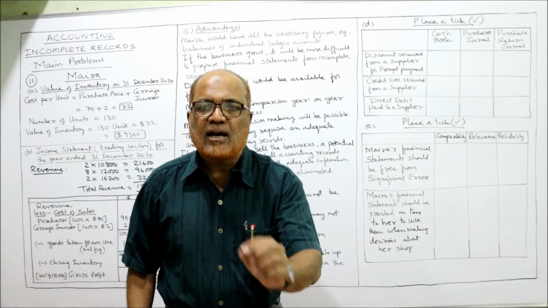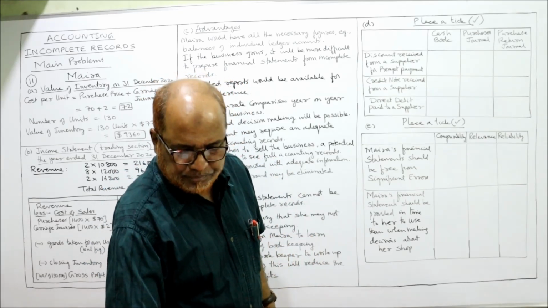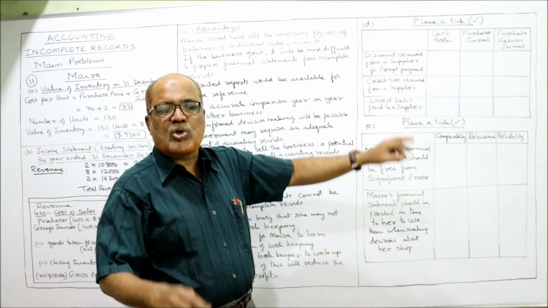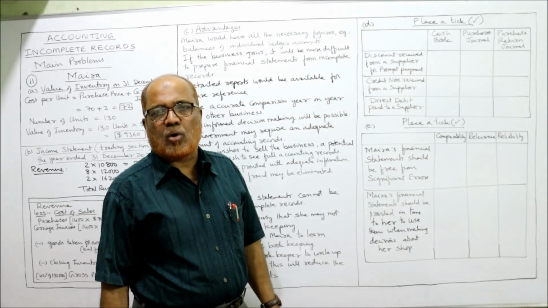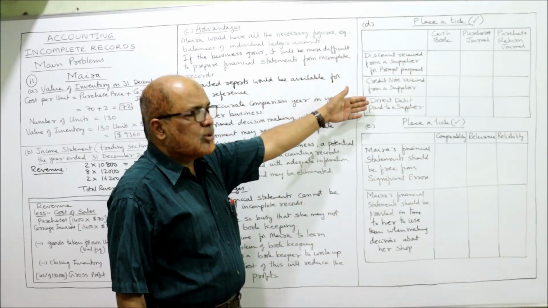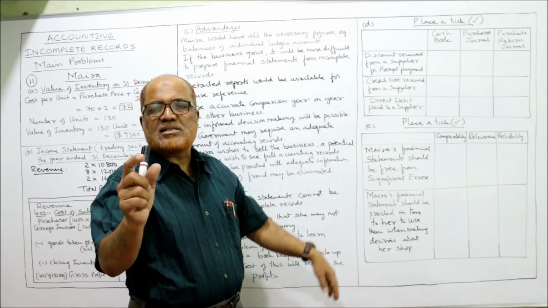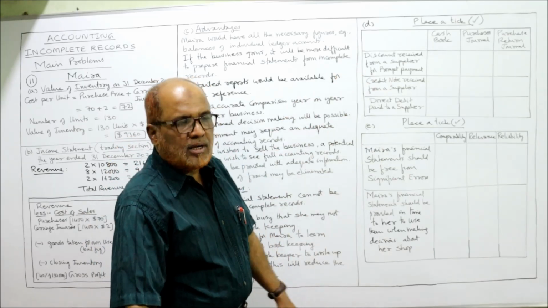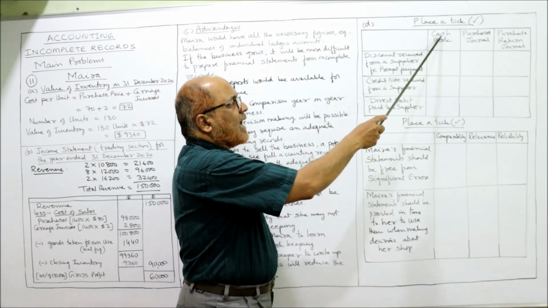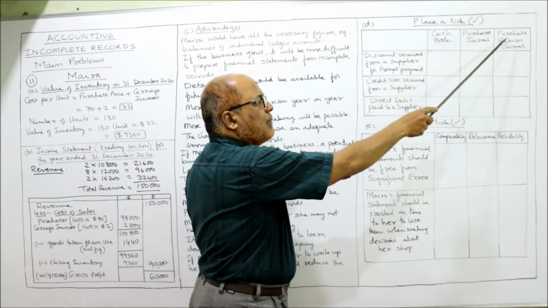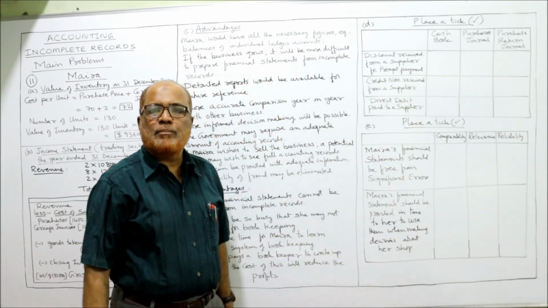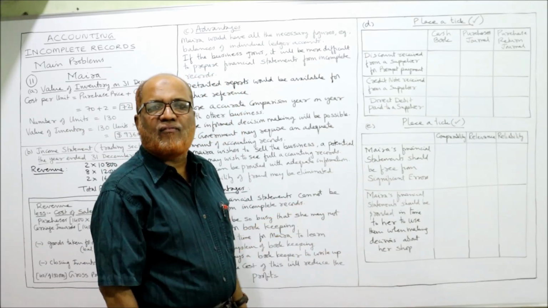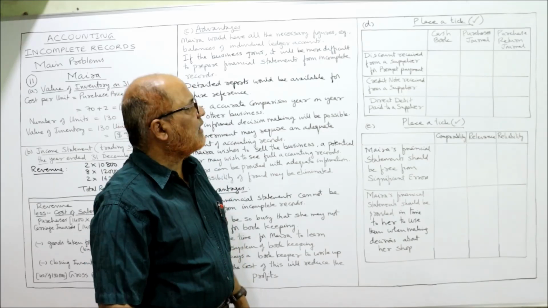Here only a tick has to be placed. We have to place a tick in which book of original entry the transaction will be recorded. Three transactions are given, 1, 2, 3. The books of original entry are: cash book, purchase journal, and purchase return journal. Now we have to decide which book of original entry each transaction will fall in.